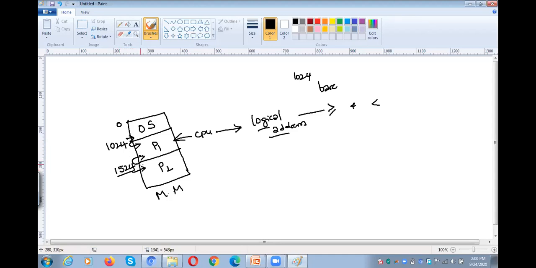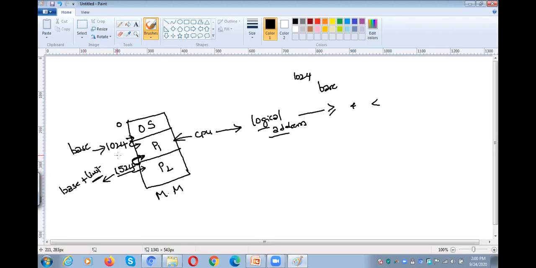We are in the P1. If it is less than 1524, we are also in the P1. Okay, so obviously the 1024 value is available in the base register. How can we get 1524, the ending address? We can get the ending address by adding base with a limit.